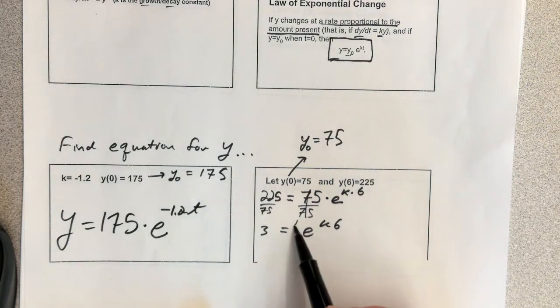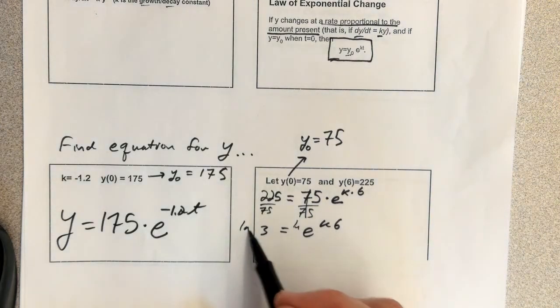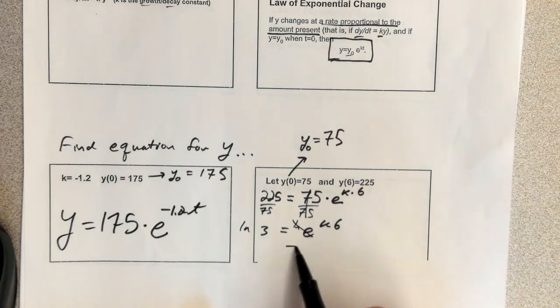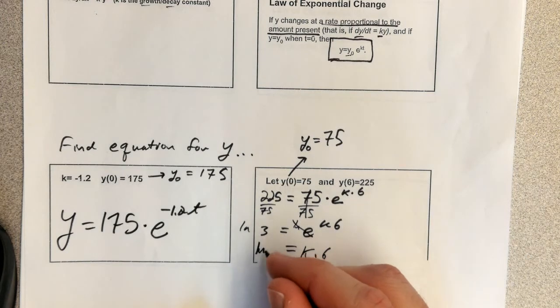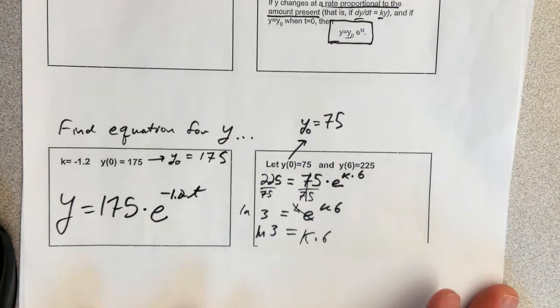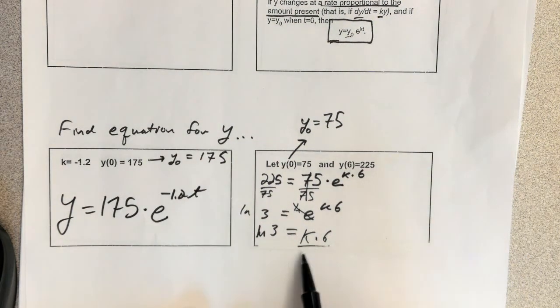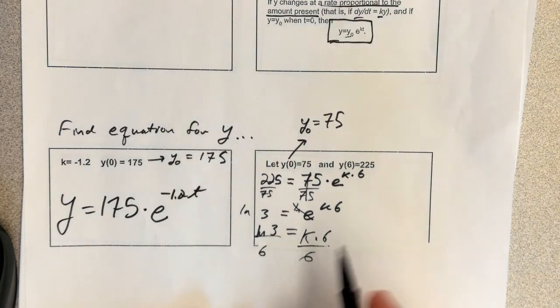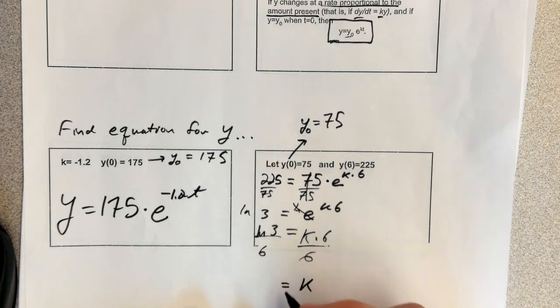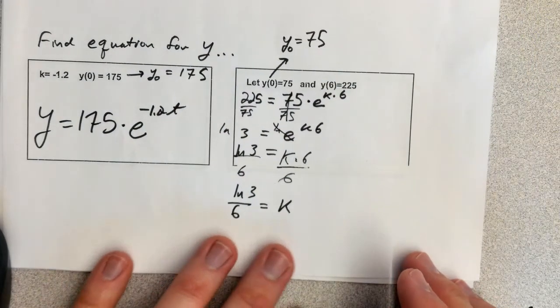Then I'm going to take the natural log of both sides to undo this exponential with the base e. So these are inverses of each other. I get just k times 6. Over here I have natural log of 3. That's an irrational number. I'm just going to leave that as it is. And then I'm going to divide both sides by 6. So I get this. k is equal to the natural log of 3 over 6. All right? And you can just leave that like that.